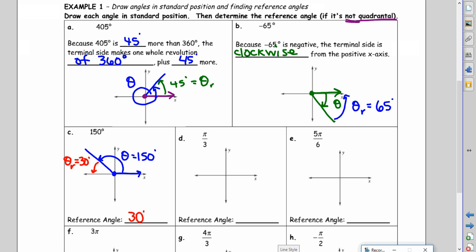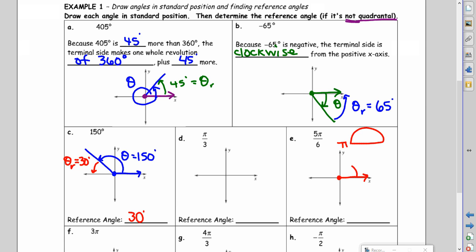We're going to do E. For E, this is 5 pi over 6, which means it's in radians. So I'm going to start out, and I'm going to make my initial side, just like normal, on the positive x-axis. I'm going to be turning counterclockwise because I'm positive. If I went all the way to the left, to the x-axis again, that would be pi, because that's half of going all the way around, which was a circumference of 2 pi.